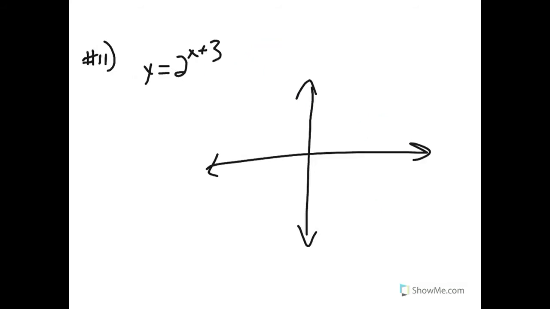Number 11, we have y equals 2 to the x plus 3. What does this plus 3 do to our graph? It translates the entire graph left 3. If you take a horizontal line and move it to the left, you won't notice. It will move, but you won't be able to tell.